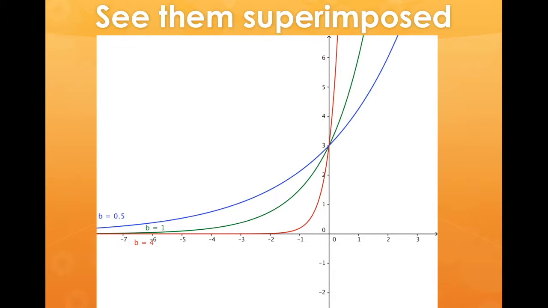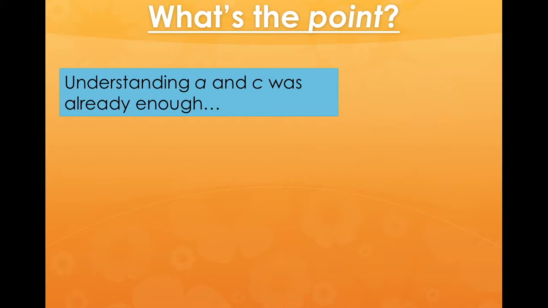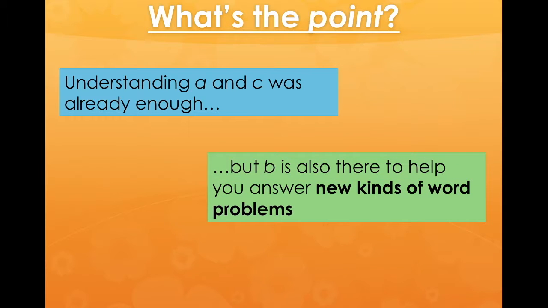So now you understand what b does specifically on the Cartesian plane. But what's the point, really? Understanding a and c was already enough. We were first introduced to it on the graph, then I showed you its purpose in word problems. And that is what b is there for. B is a different way to answer word problems.